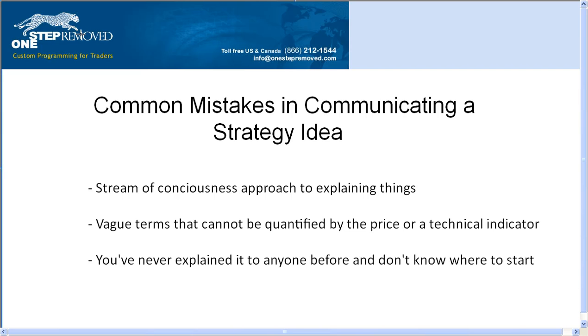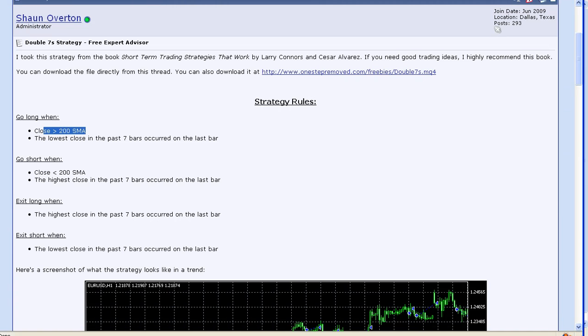So let's go over to the good way to communicate it, where you can see quickly and clearly how it looks. Here we have the forum where I've posted the double seven strategy in writing. You can see that it has simply two rules. Close when the close is above the 200 moving average, and when the lowest close in the past 7 bars occurred on the last bar.